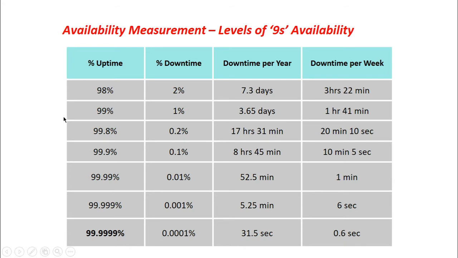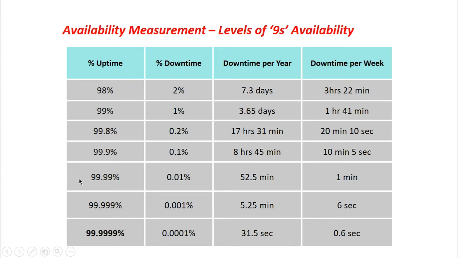If we increase the uptime by 1%, downtime per year will be 3.65 days and downtime per week will be 1 hour 41 minutes. Similarly, if the uptime is 99.8%, downtime per year will be 17 hours 31 minutes and downtime per week will be 20 minutes 10 seconds. If the uptime is 99.9%, downtime per year is 8 hours 45 minutes. See, out of 365 days, for 8 hours 45 minutes the system will be down, and per week 10 minutes 5 seconds the system will be down.